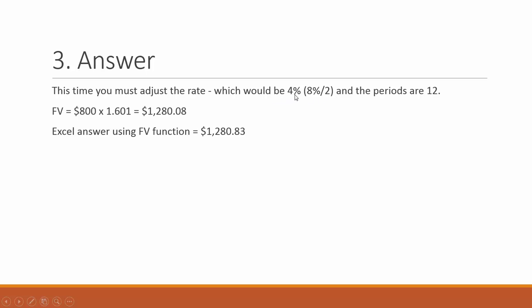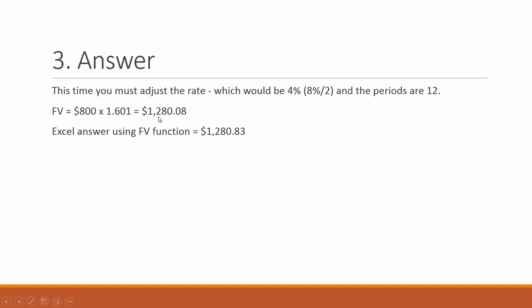So every 6 months there'll be a 4% growth in this account because you take the 8% annual amount divided by 2. And the periods also have to be adjusted. This is for 6 years, but you have to adjust the periods to match up with the compounding frequency. So it will be 6 years times 2, which will actually be 12 periods. So that's 12 half-year periods. $800 is the present value times 1.601, which is found at the intersection of 4% and 12 periods.